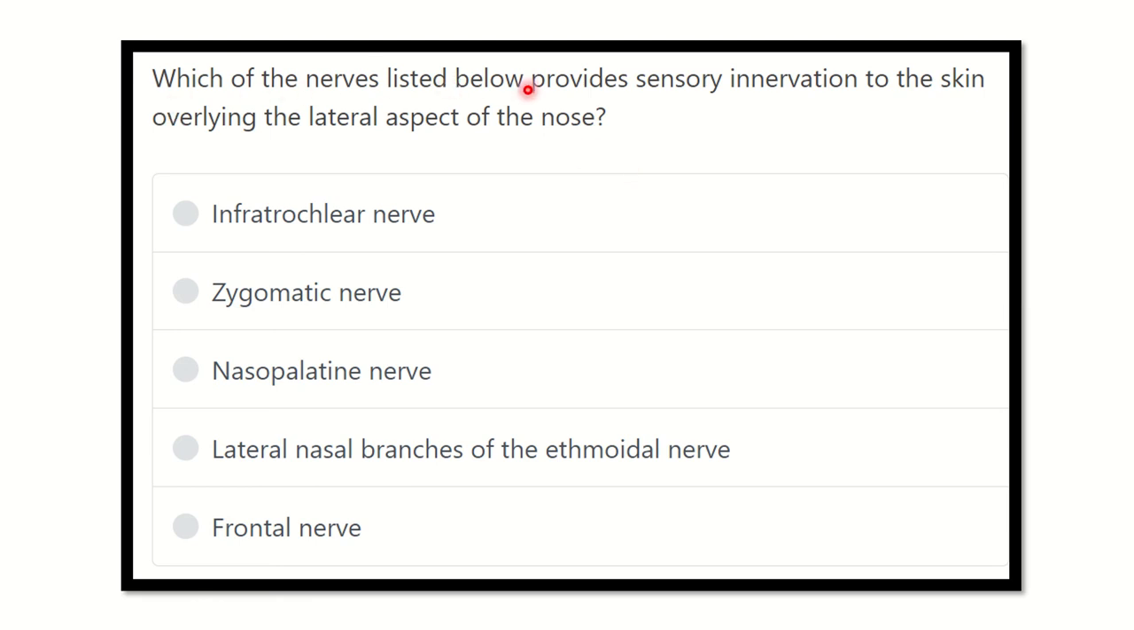Which of the nerves listed below provides sensory innervation to the skin overlying the lateral aspect of the nose? So from here we can see which nerve will provide sensory innervation to the skin overlying the lateral aspect of the nose. First of all, we have to find out the nerve supply of the nose. Then it will be very easy for us to find out the nerve which supplies the lateral wall of the nose.